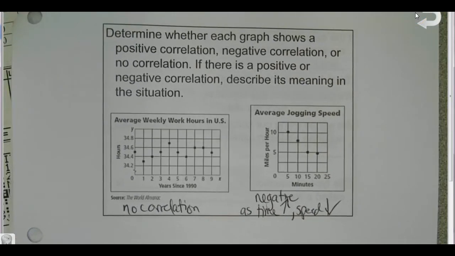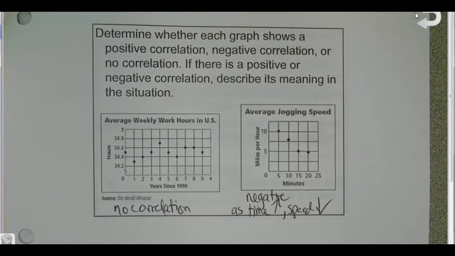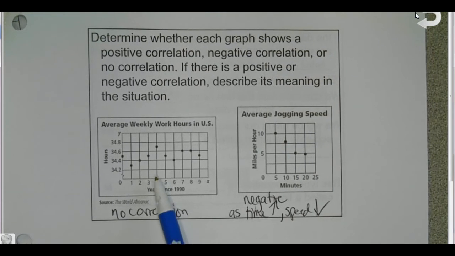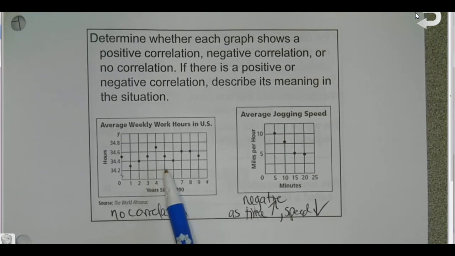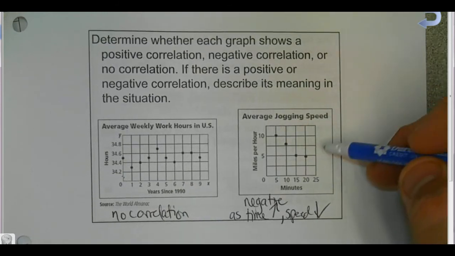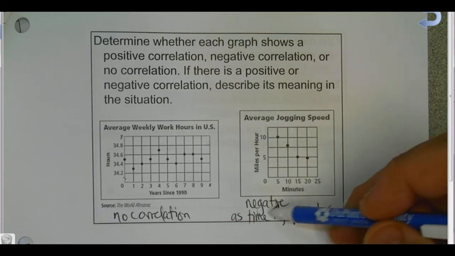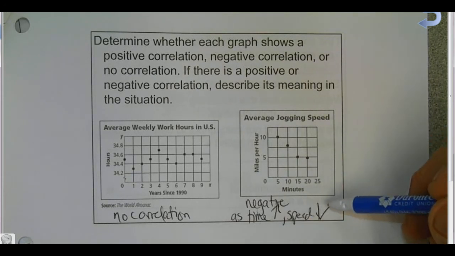Alright, so hopefully you took a look at these two. This first one has no correlation. So average work hours has no relationship with the year. And then this one had a negative correlation, and basically what it comes down to is as the time increased, the runner's speed decreased.